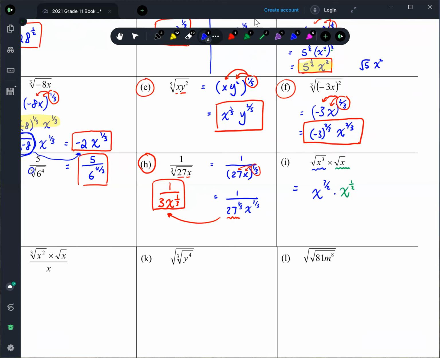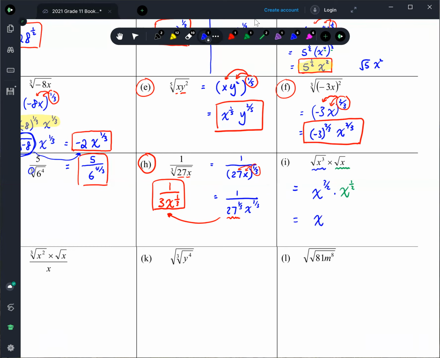Okay, they both have the same base of x. So when you multiply the same base, what do we do with the exponent then? Aaron, what should we do with the exponent when they are multiplying? You add the exponents. Right, very good. Okay, so 3/2, if you add it with 1/2, what would that equal then, Angeline?